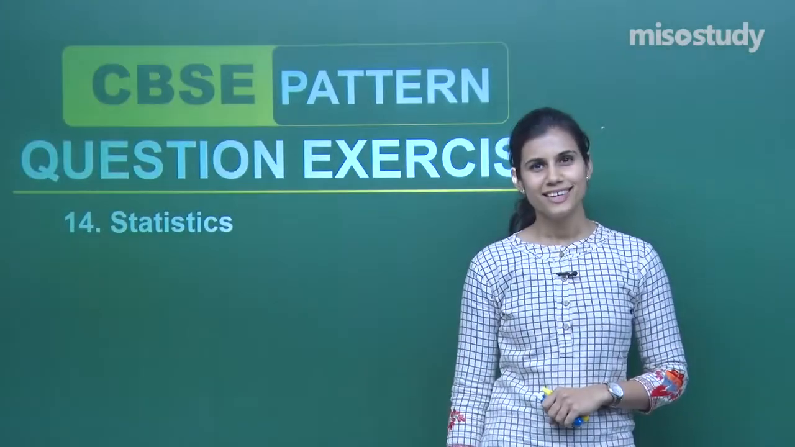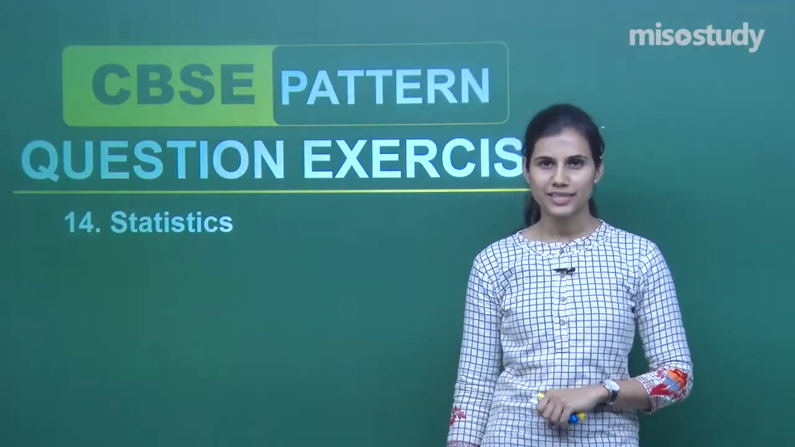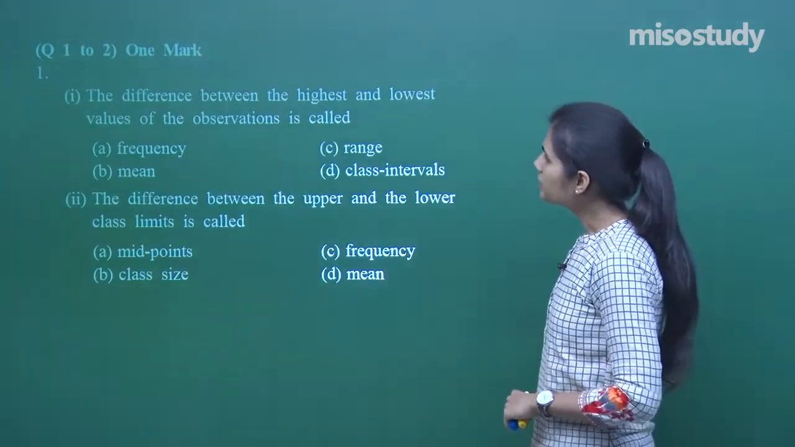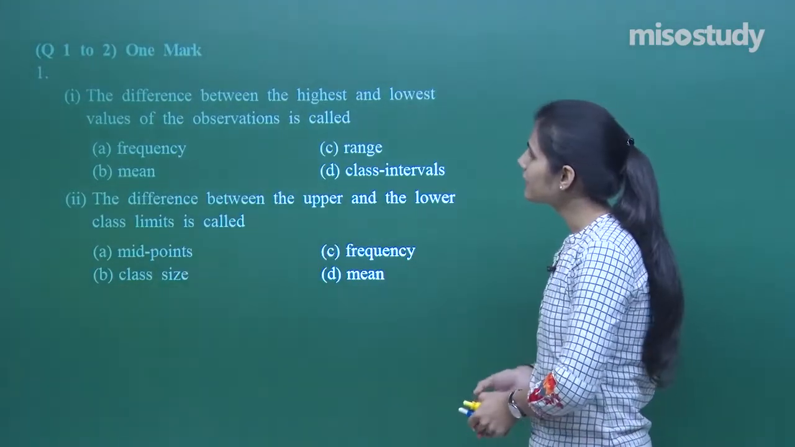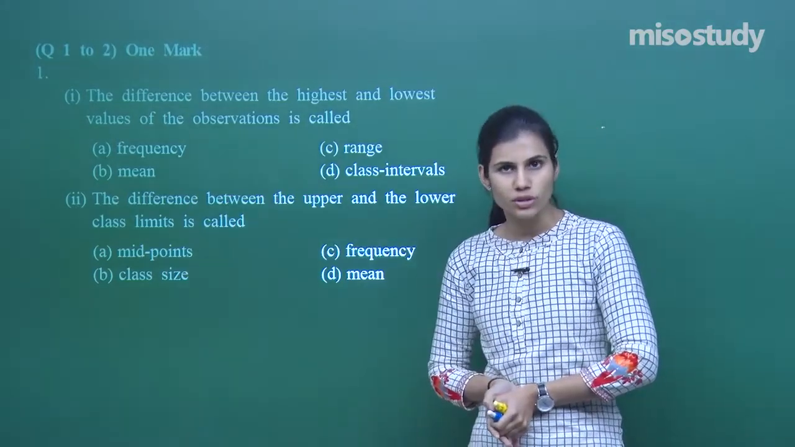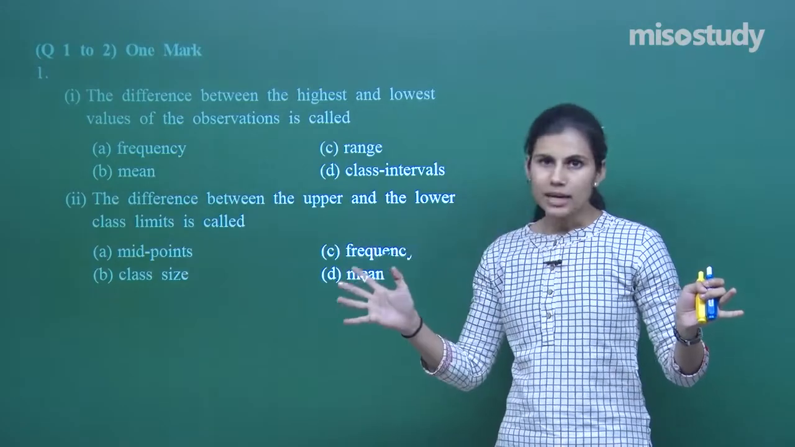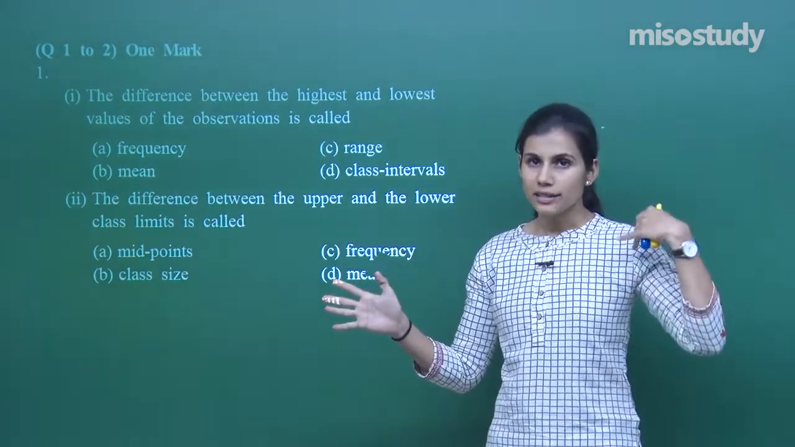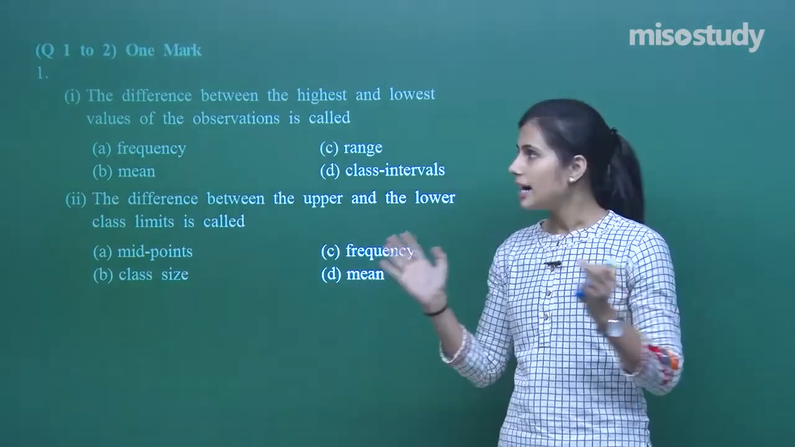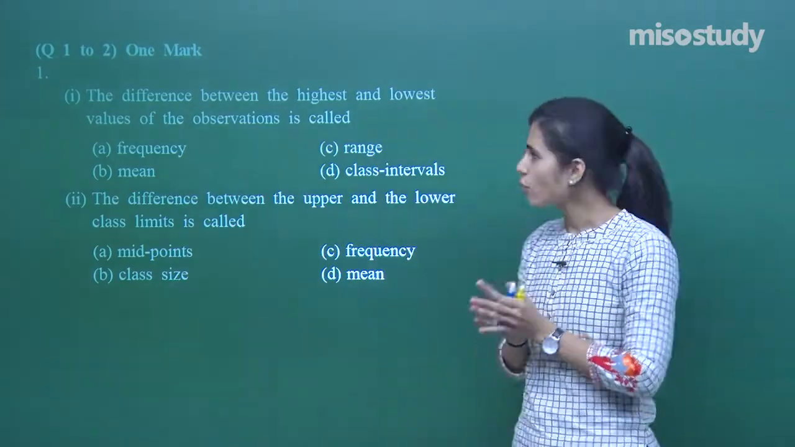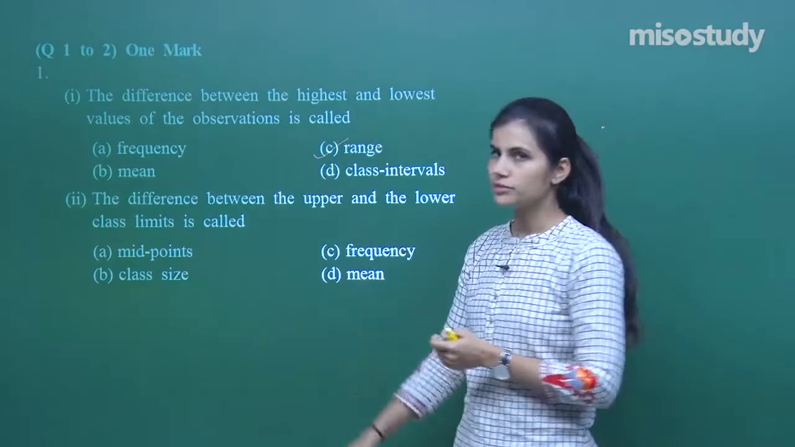Hi everybody. Well, let's begin our discussion over the questions on statistics. The first question says the difference between the highest and the lowest value of the given observations is called what? Now you know that out of all the given observations, if I pick up the largest valued observation and the lowest valued observation and I create the difference between the highest and the lowest, that is called my range, right?